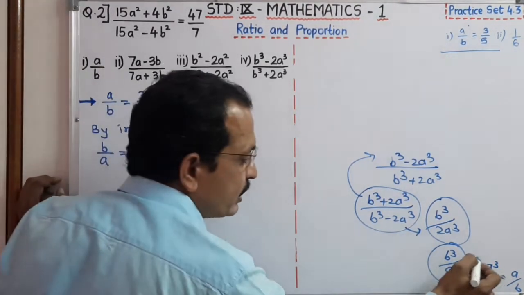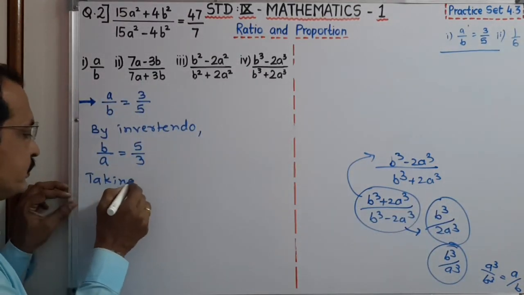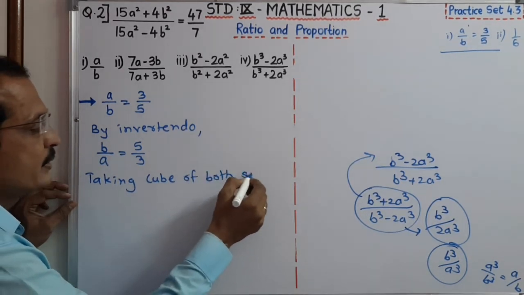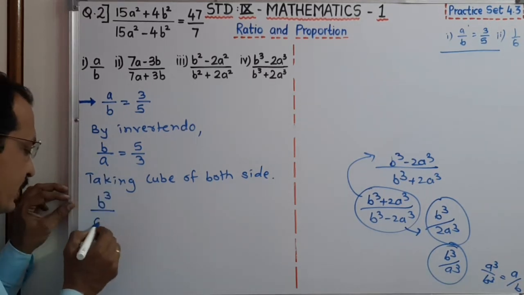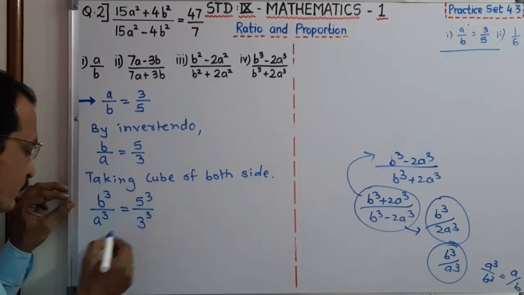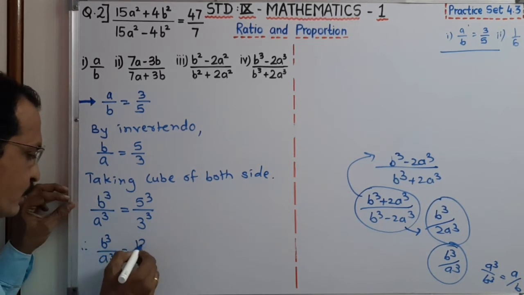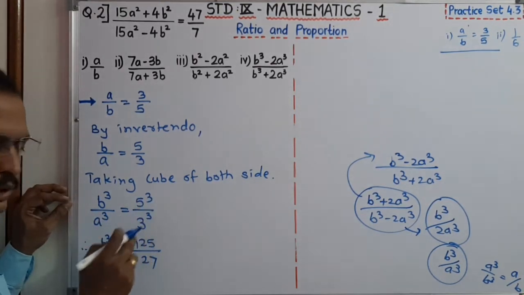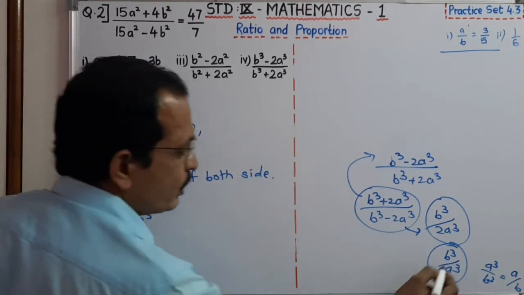Then next step, make the cube of this. For that purpose, taking cube of both sides. Now cube of b is b cube, cube of a is a cube, is equal to 5 cube upon 3 cube. Therefore, we got here b cube upon a cube is equal to 125 upon 27. Cube of 5 is 125 and cube of 3 is 27. Dear student, we got this.